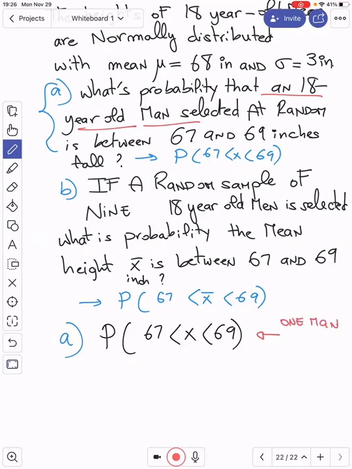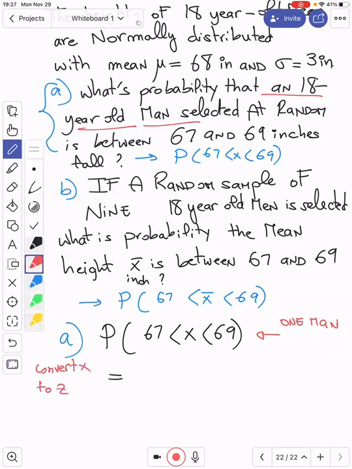And again, X is the height, of course. And you need the height to be between 67 inches and 69 inches. So then, as usual, as the first step, we need to convert X to Z.